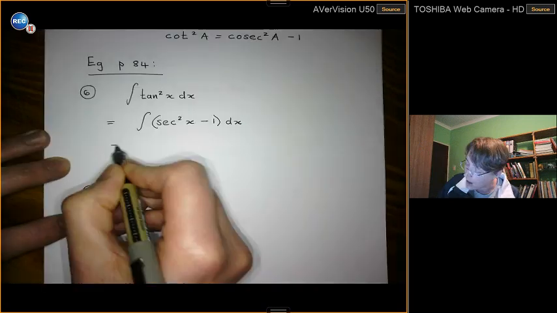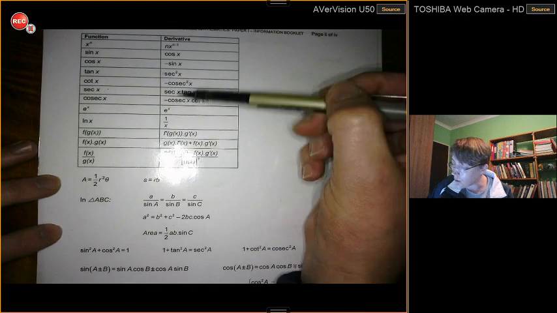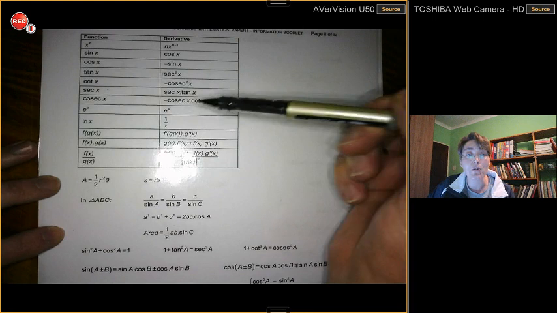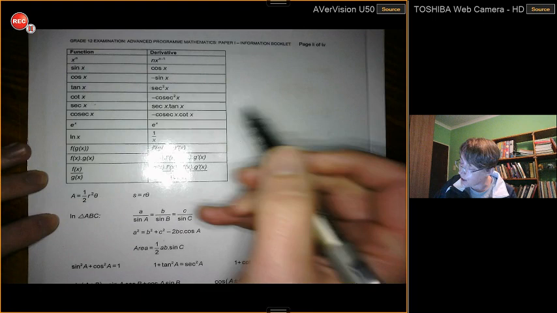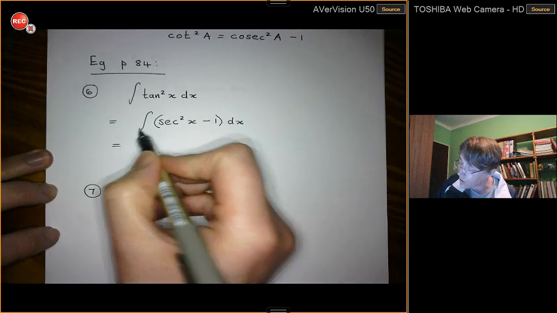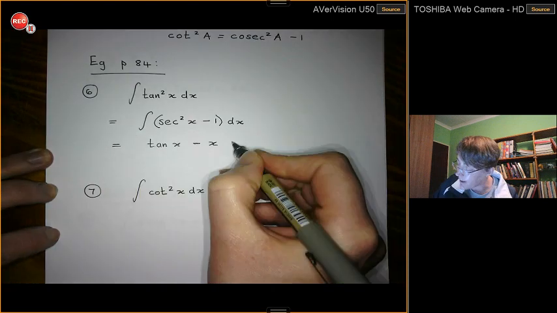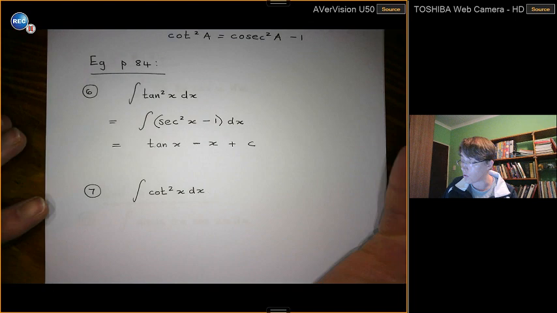Now, the reason this was so useful is because if you look up tan squared x in your table of derivatives, you realize there's no tan squared x anywhere on the right hand side, so it is not a standard integral. But the moment we changed it to sec squared x, if you look at that table now, you realize that sec squared x is a standard integral. The integral of sec squared x is tan of x, and the integral of negative 1 is minus x, and then plus c, and I'm done. Very simple and straightforward if you use the correct identity.